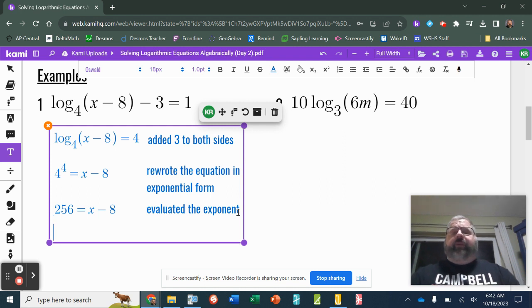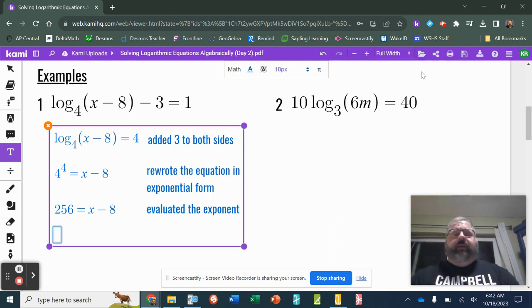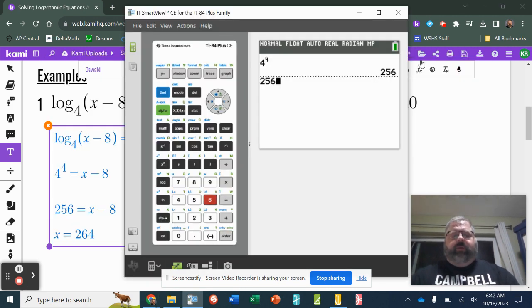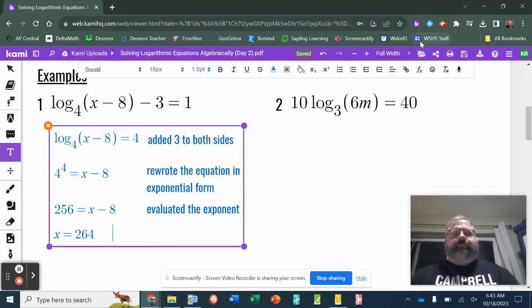Now that I've done that, I'm going to finish solving. And in this case, I would just add 8 to both sides. So 256 plus 8 will give us 264, I believe. So we'll have that x is equal to 264. If you're not sure, just go to your calculator, 256 plus 8, and it is 264. So we added 8 to both sides.